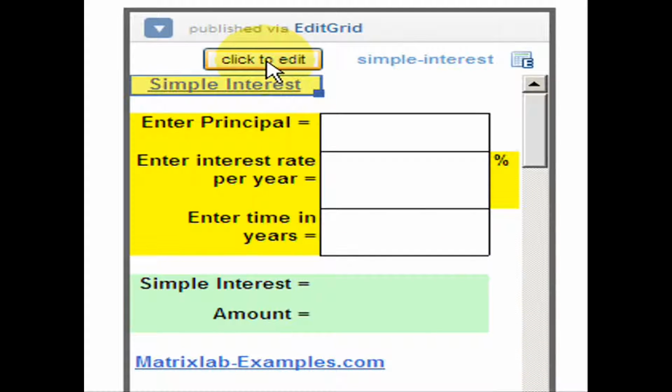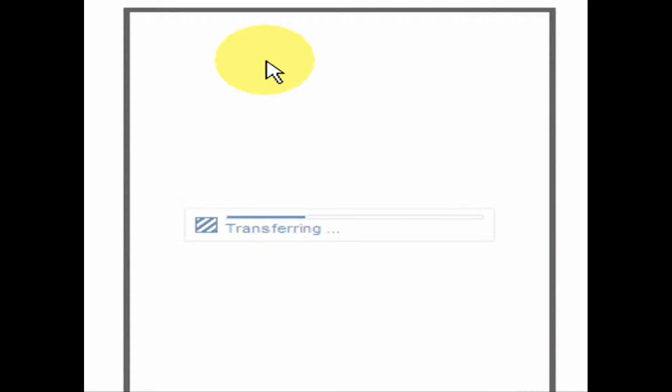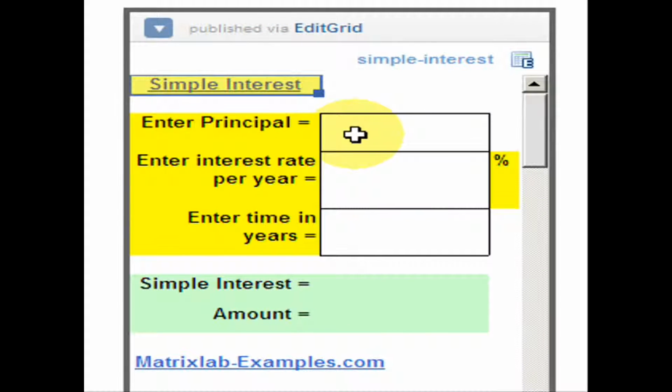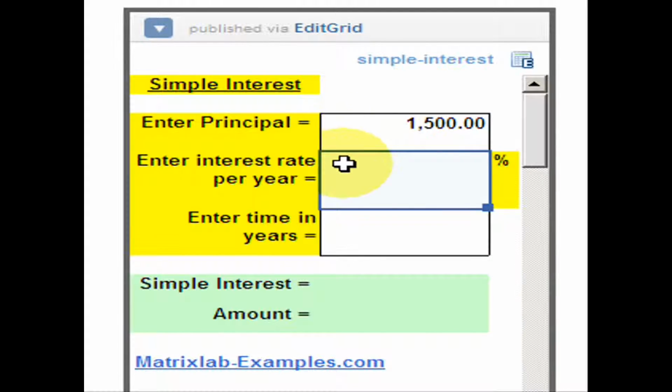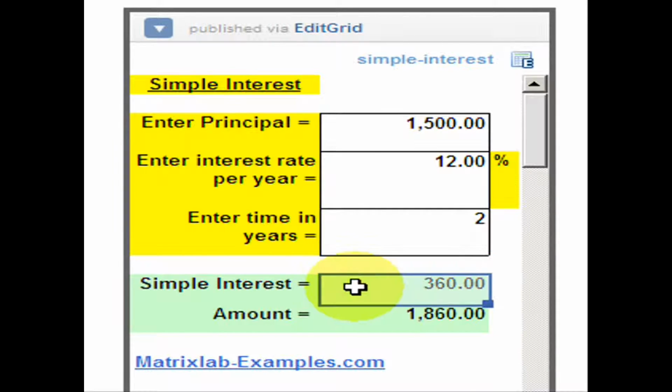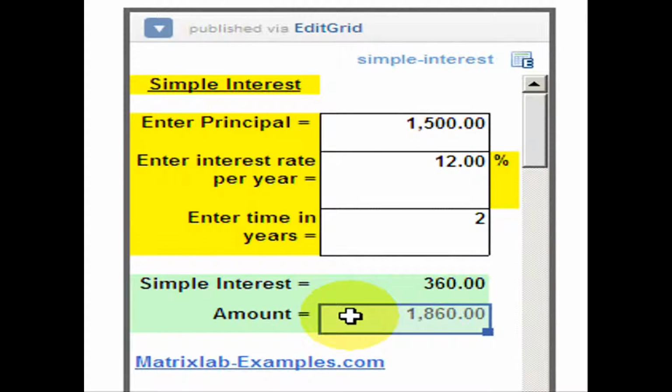We have to click the button to edit the numbers. We enter the principal that we know. We enter the interest rate per year. And finally, we enter the time in years. That's how we calculate the simple interest and the amount.